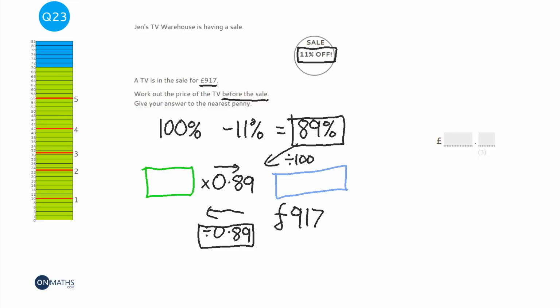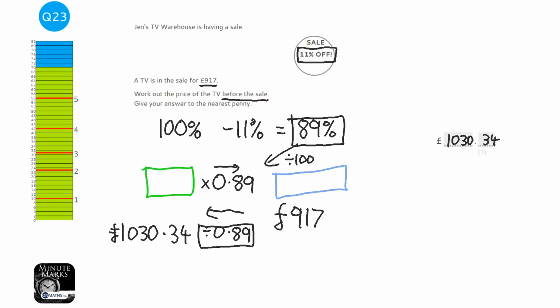So on the calculator, 917 divided by 0.89 and press equals. You might get a fraction, just press S to D. And we get 1030 pounds 34. So I've rounded that to the nearest penny because the next one along is 337, so the 7 pushes that 3 up to a 4. And so that's going to be 1030 pounds 34.